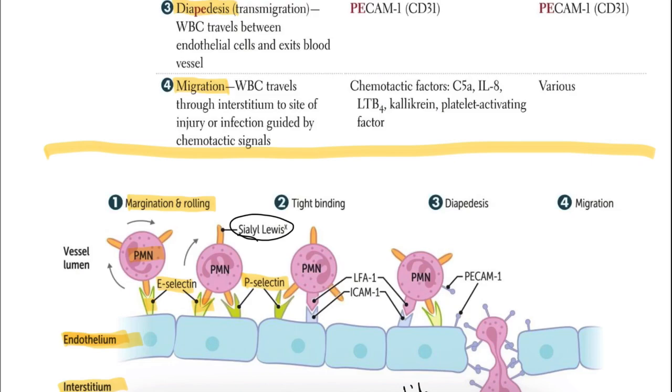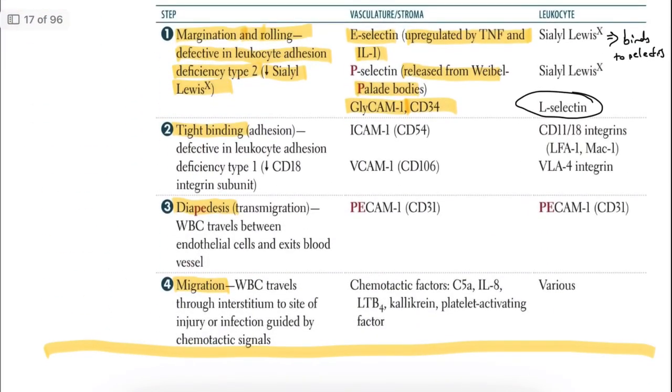The polymorphonuclear neutrophils will attach with E-selectin and P-selectin, and on the leukocytes we can see Sialyl-Lewis X, which binds to selectins, and we can see L-selectin. Okay, so this is step 1, margination and rolling. Now the second step: after rolling the leukocyte needs to stick tightly. So this is tight binding, also called adhesion.